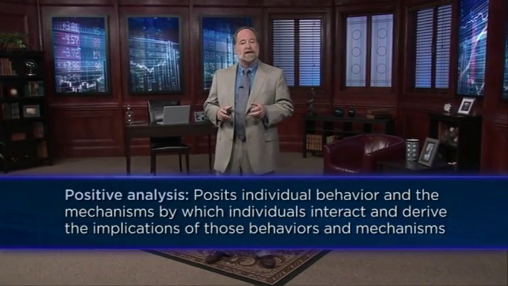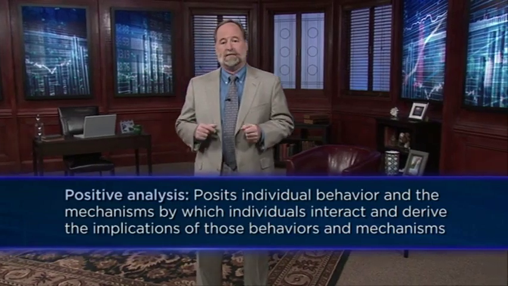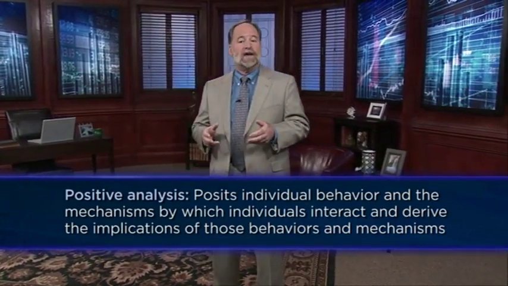The second type of analysis is positive. With this type of analysis, economists posit individual behavior and the mechanism by which individuals interact. They then derive the implication of those behaviors and mechanisms. In economics and finance, most of the implications are on market prices. It's not clear why an individual should care about this kind of equilibrium model of behavior. Scientists, including financial economists, care because they're interested in understanding how the world works. Since there's really no manual that describes how the world works, we instead posit certain relationships that generate implications so that we can test those implications.